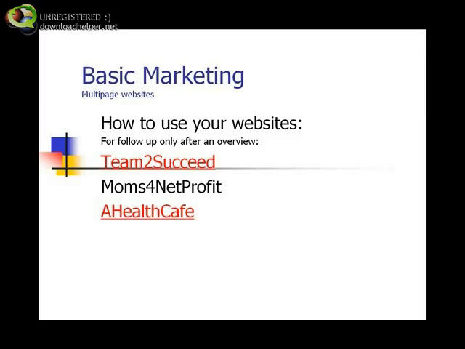Your websites are in two different forms. You have what's called landing pages, and you also have actual websites. A website is like Teen to Succeed, Moms for Net Profit, or a health cafe. Those are multi-page sites. You use those sites after you've had someone to an overview and they want additional information. Example, a health cafe. You would use that after you'd had someone to a customer overview or a Go Green.